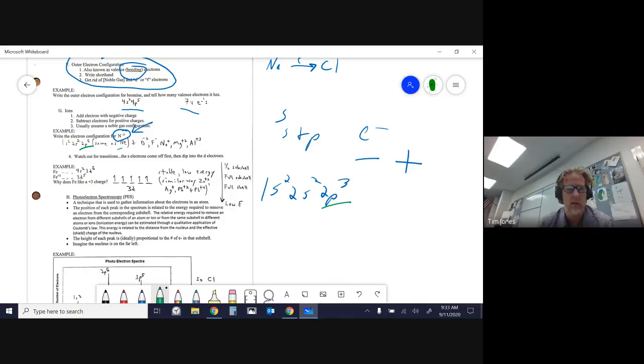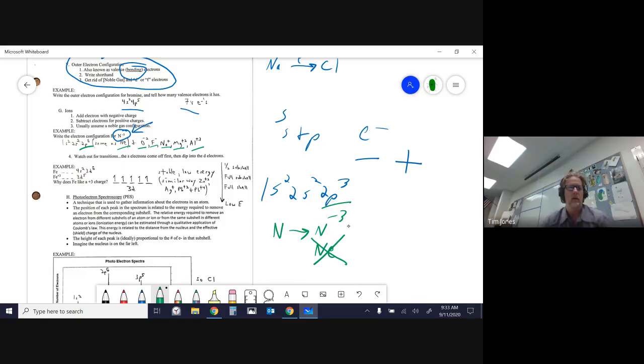Now that's the same as neon, or O minus 2, or F minus, or Na plus, or Mg plus 2, or aluminum plus 3. They all have the same electron configuration as neon, but realize they don't become neon. When this happens to nitrogen, nitrogen just goes from normal to a minus 3 ion. It's still a nitrogen atom. It doesn't become neon. The only way to change it to neon is to change the number of protons in the nucleus, and we're not doing nuclear things right now.